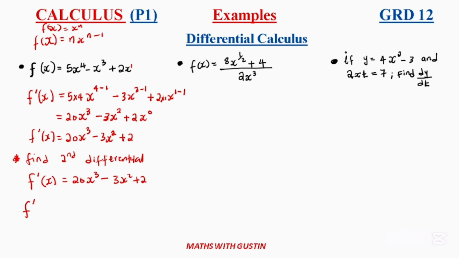We're going to say the second derivative f double prime is equal to, here we have a 20, then you drop the n, which is 3, multiplied by 3, and then it's going to be x to the power of 3 minus 1. A similar thing applies here: you drop the n, which is 2 in this case, and x to the power of 2 minus 1, and plus, here the derivative of a constant is 0. So therefore this would be our second derivative guys.